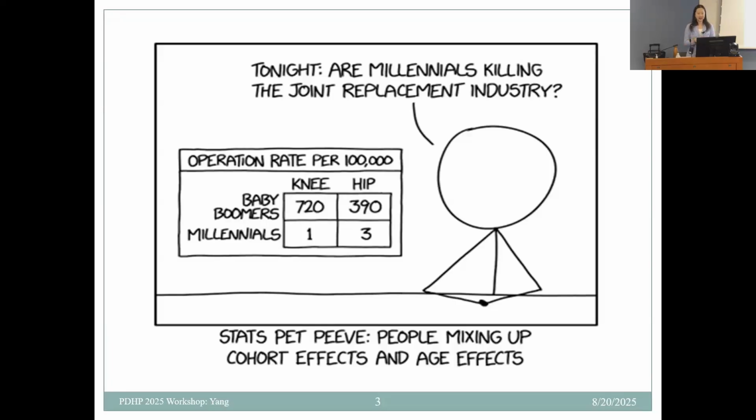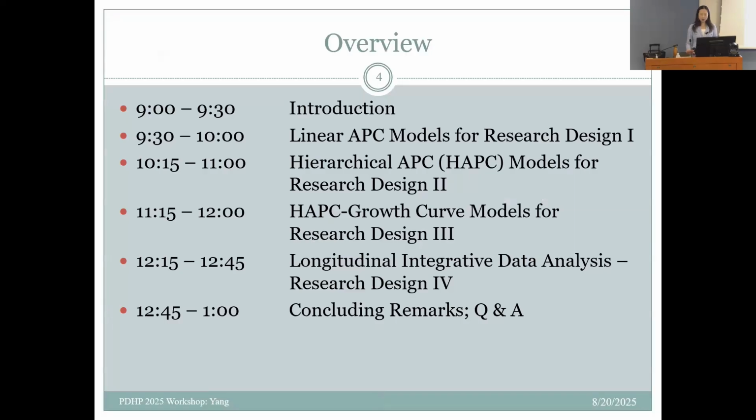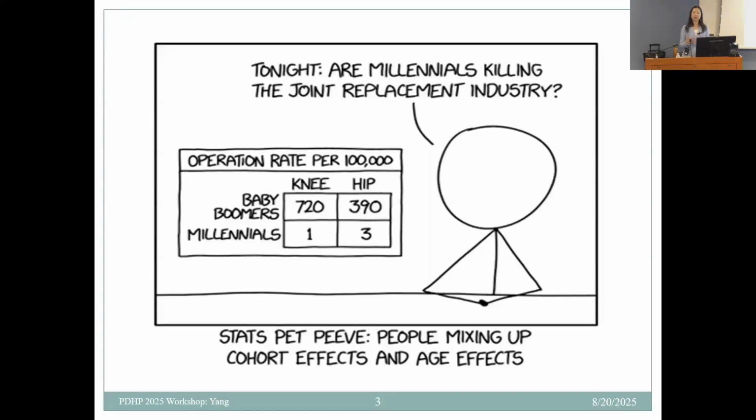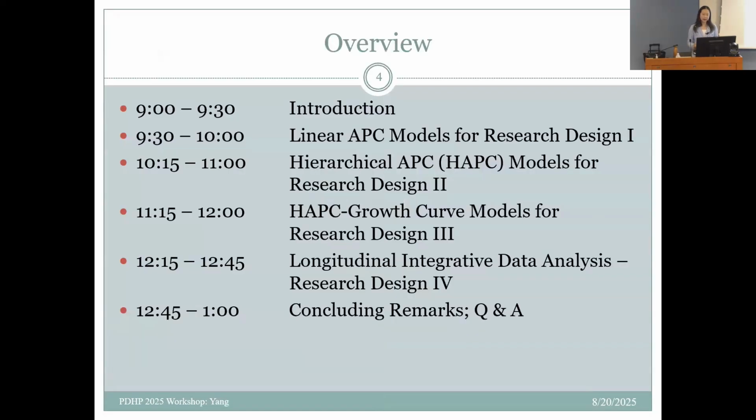So basically what I'm getting at is that this is a typical mistake that people make when they mix up cohort effects with age effects. It's not the cohorts per se, the millennials, that are ruining the joint replacement industry, but because of the age-related impacts: younger age compared to older age have much lower rates of disability, right? So this is a course that teaches you how to disentangle these different sources of temporal changes and address it scientifically.